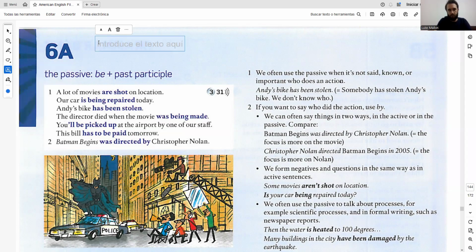Here is a simple sentence. I love you, right? I love you. Who is the focus of this sentence? Me or you? It's me because I love. I love who? I love you. You are the object of the sentence.